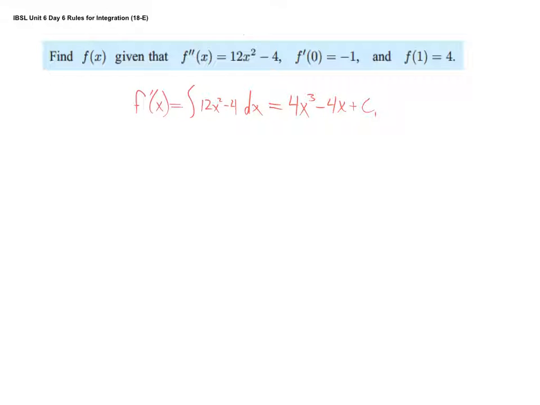So what am I going to do here to figure out what c1 is? Plug in 0 for x and -1 for the answer. That's right. I'm going to plug in a -1 for my derivative, and I'm going to plug in a 0 for x. 4 times 0 cubed minus 4 times 0 plus c1. So that means c1 is -1. And that means that my derivative, f prime of x, is 4x cubed minus 4x minus 1.